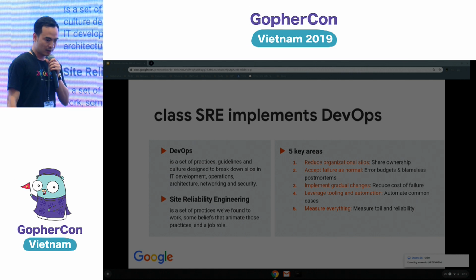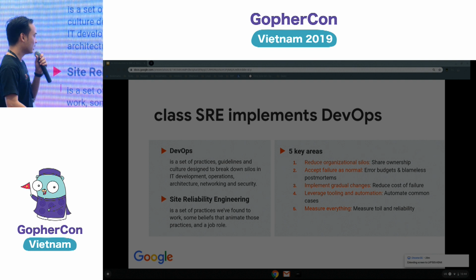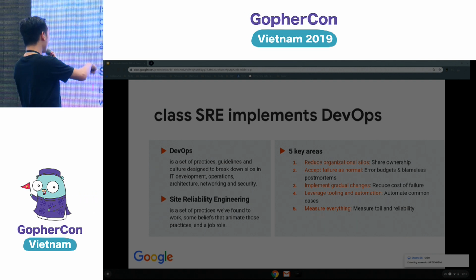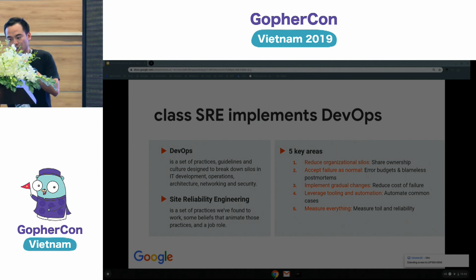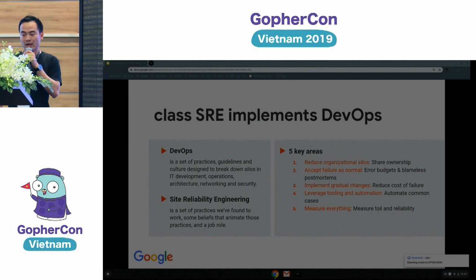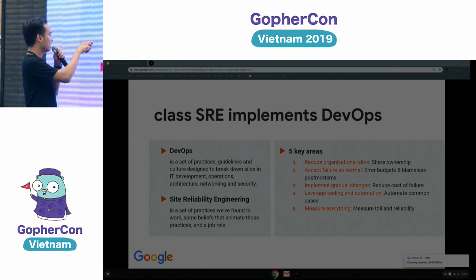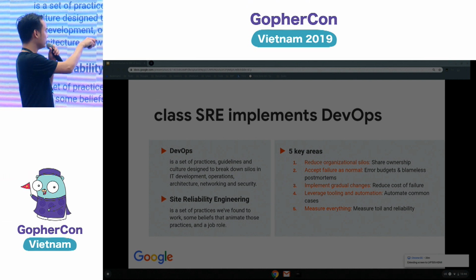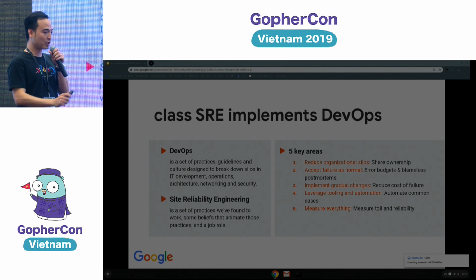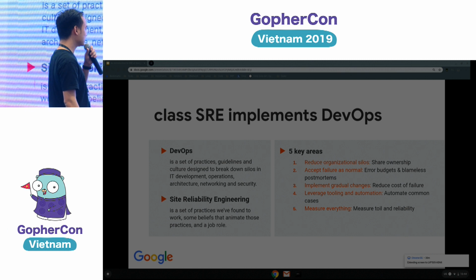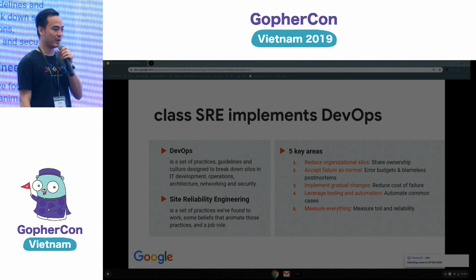So just to have a quick summary, we have covered all 5 key areas of DevOps. By combining SLOs, error budget, and the practices that I just mentioned, we cover all 5 of them: the shared ownership, the error budget, a blameless culture to reduce the cost of failure, we automate common cases, and we measure toil and reliability by monitoring.